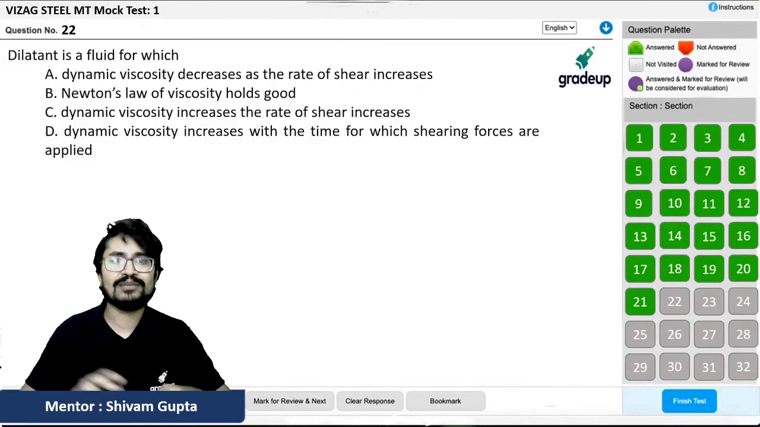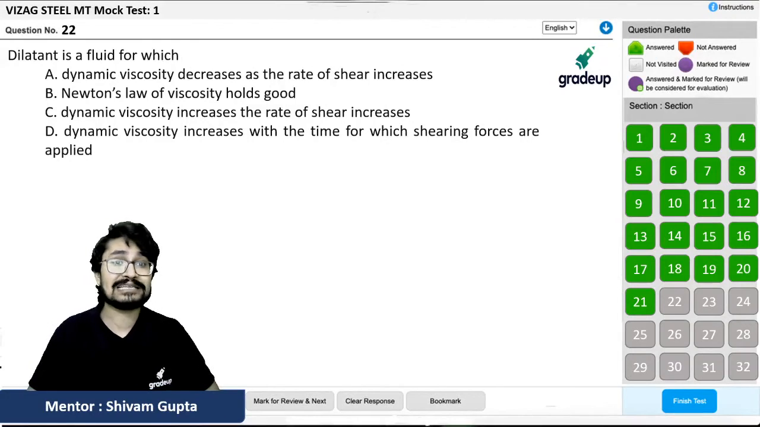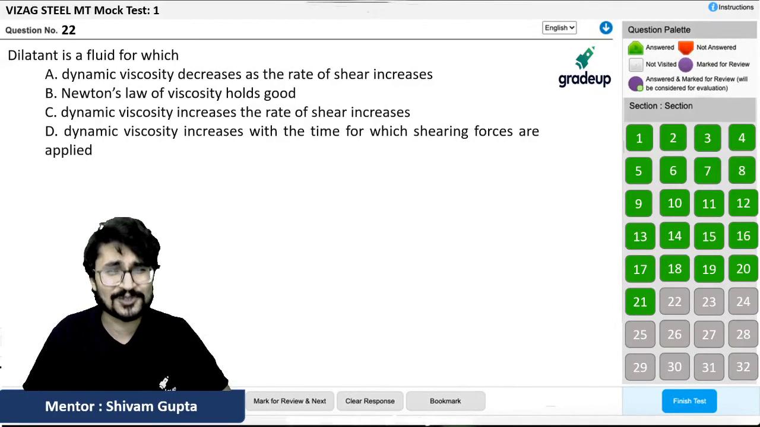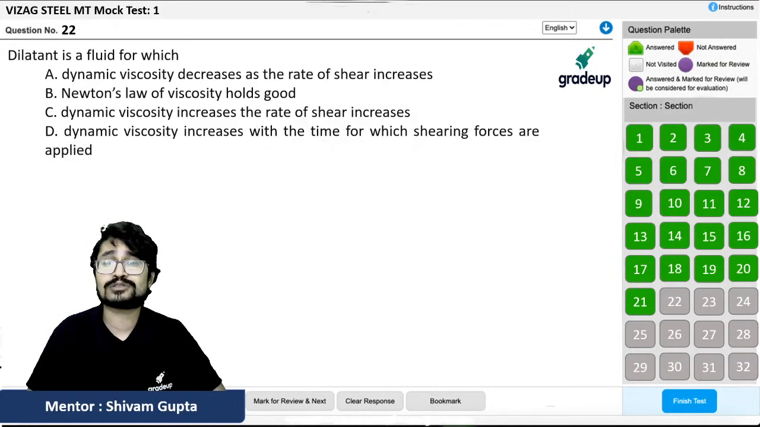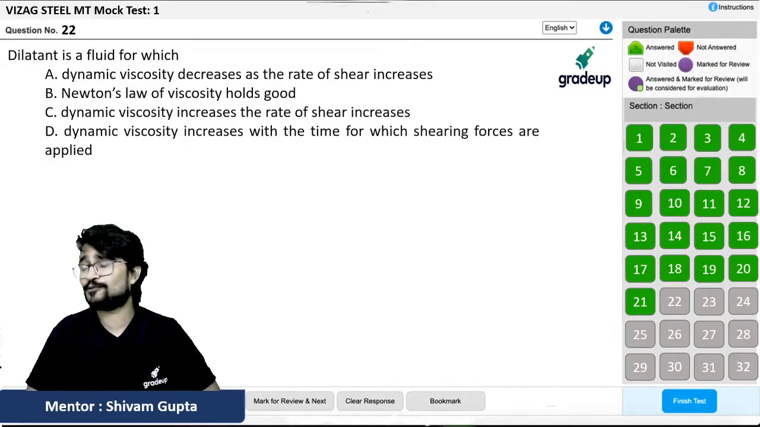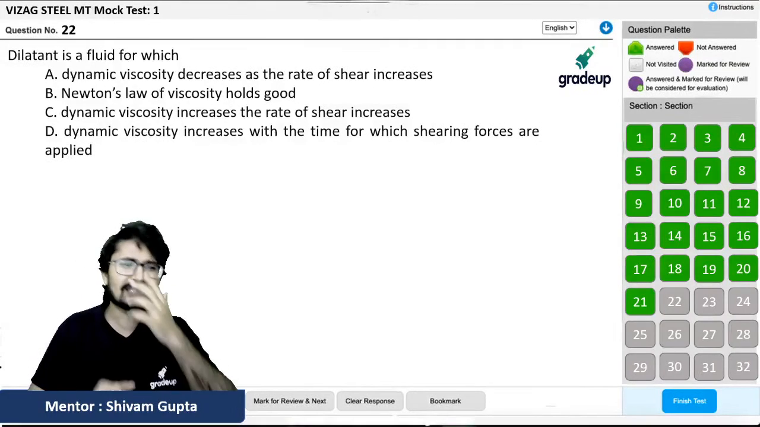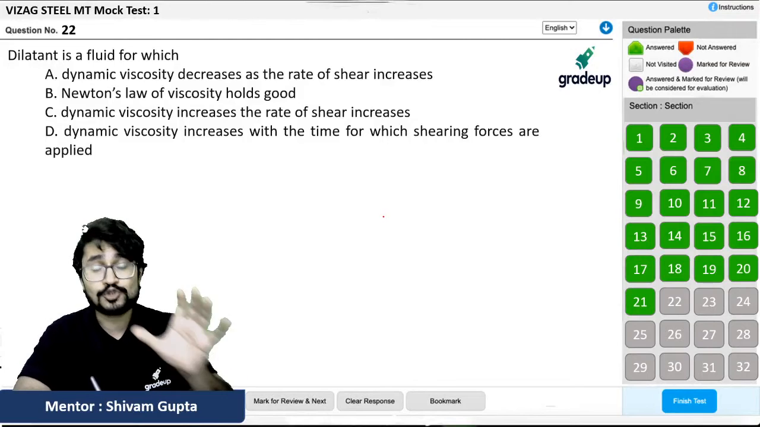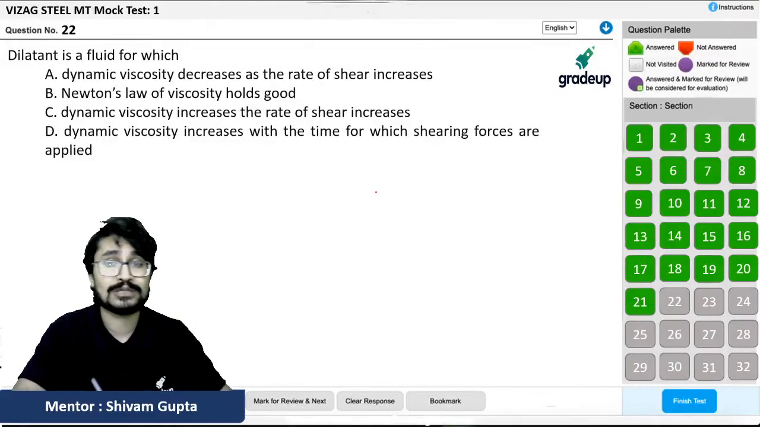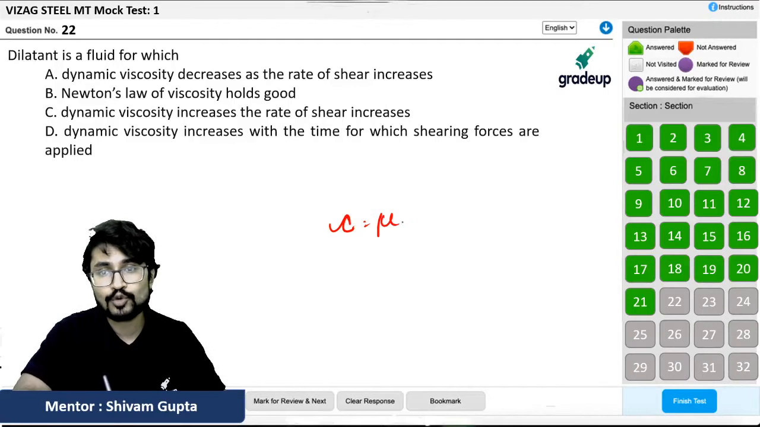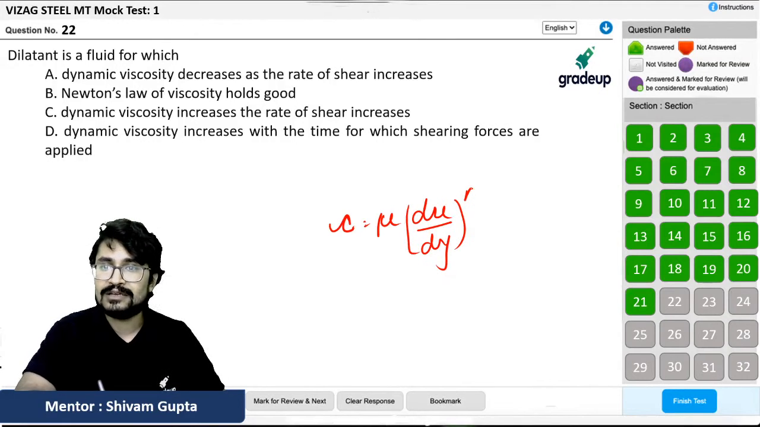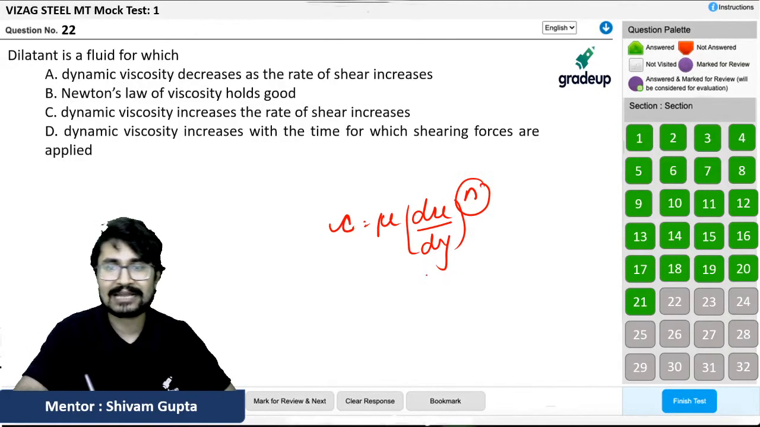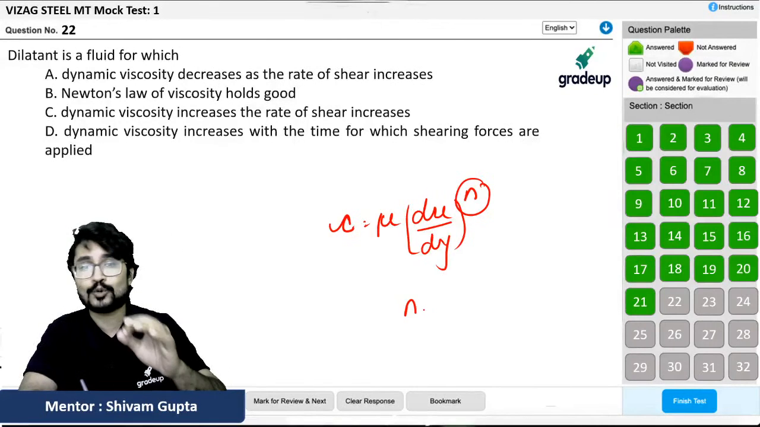Okay, yes. Now coming to the next question: a dilatant fluid is a fluid for which dynamic viscosity decreases as the rate of shear increases, Newton's law of viscosity holds good, or dynamic viscosity increases as the rate of shear increases, or dynamic viscosity increases with the time for which shearing force is applied. What will be the answer? See, this is a very easy question. You only have to see the generalized form of Newton's law of viscosity, that is tau equals mu times (du upon dy) to the whole power n, where n is an exponent telling about which fluid it is.